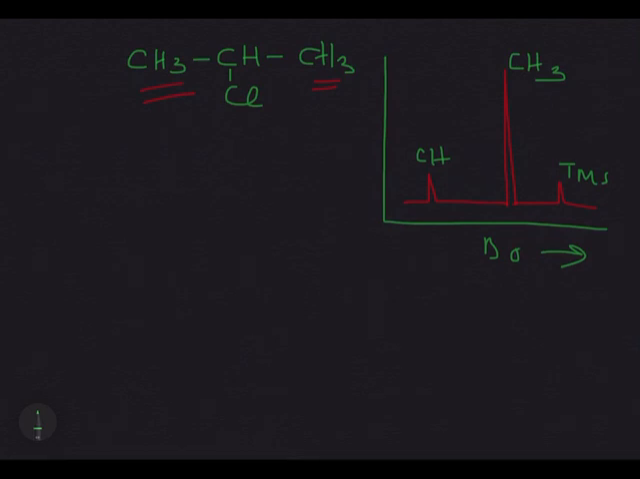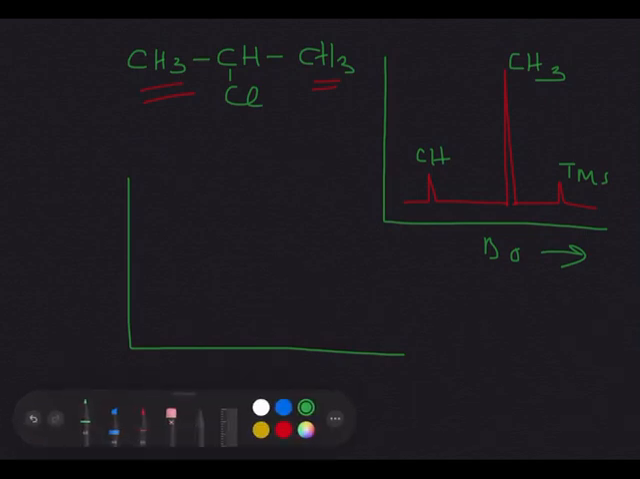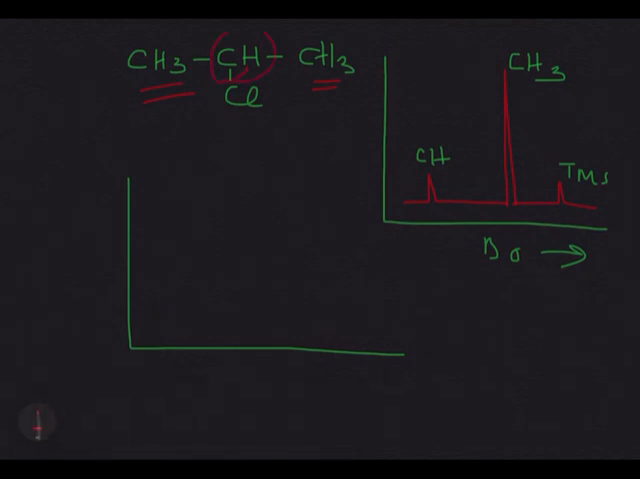And let's see the NMR spectrum of the same compound based on spin-spin splitting. So the first peak is of the CH proton. Adjacent to the CH proton, how many protons are there? Adjacent to the CH proton, there are 6 protons. According to the n+1 rule, the CH proton splits into 6 plus 1, which is equal to 7.